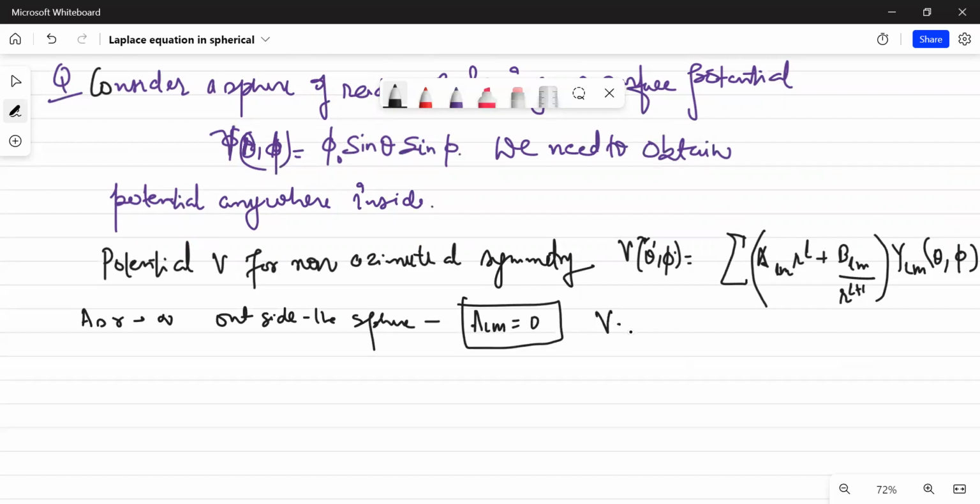So potential outside in general is given by summation BLM upon r raised to power L plus 1, and then you have the spherical harmonic Y LM theta comma phi.